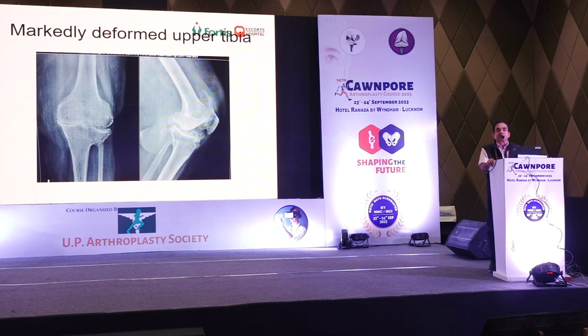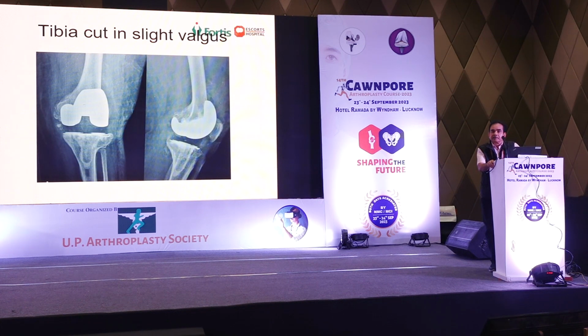Now here you see there is gross deformity at the upper tibia. Here in this situation, I had to take the upper tibia cut in 2 degrees of valgus to accommodate the implant, which I reduced at the femoral side to get this product. So we should keep everything in mind. If that doesn't work, you should always have an implant which is offset.